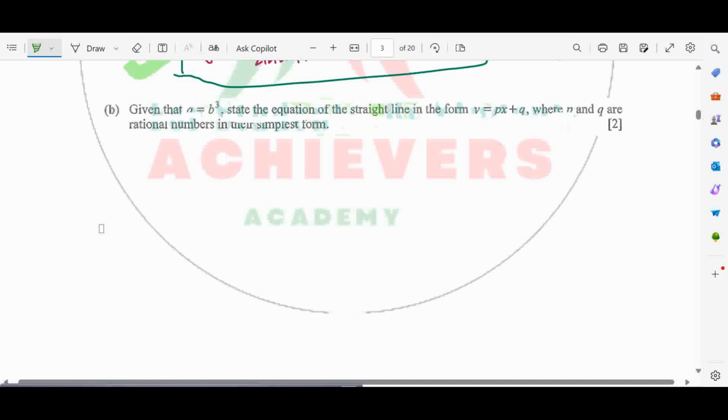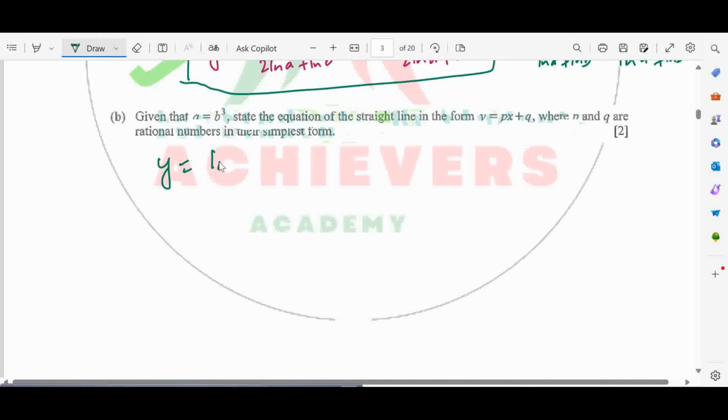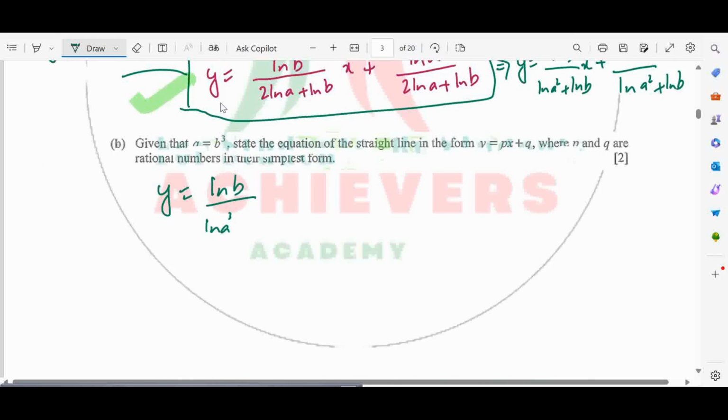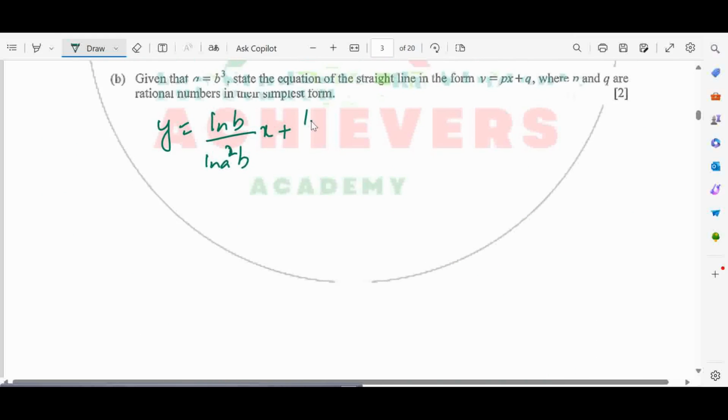Now given that a is equal to b cubed, state the equation of the straight line in the form y is equal to px plus q, where p and q are rational numbers in their simplest form. Okay, now we know that the last equation was y is equal to natural log of b by natural log of a square b, x, plus natural log of a by natural log of a square b.